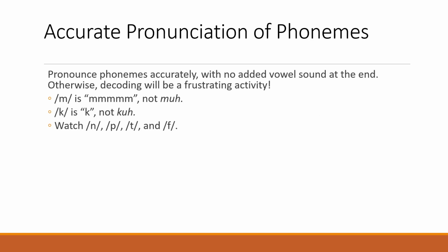Let's talk for a moment about accurate pronunciation. It is critically important to pronounce phonemes correctly, with no added vowel at the end. For example, pronounce the phoneme for M as mmm and not muh. The phoneme for K is pronounced k, not kuh. Other phonemes to watch for are N, P, T, and F.